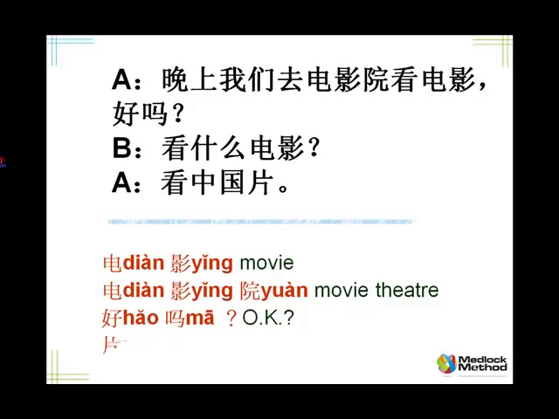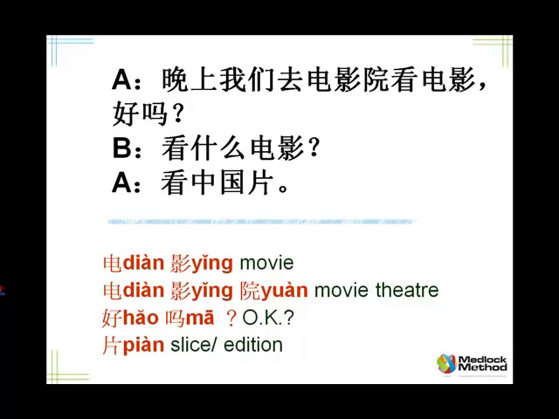Okay, and 看什么电影呢? 看中国片. 片 is a slice. So a China slice edition. It could be China, it could be Chinese. Chinese as an adjective, like from China. It's not a language. That's 中国.